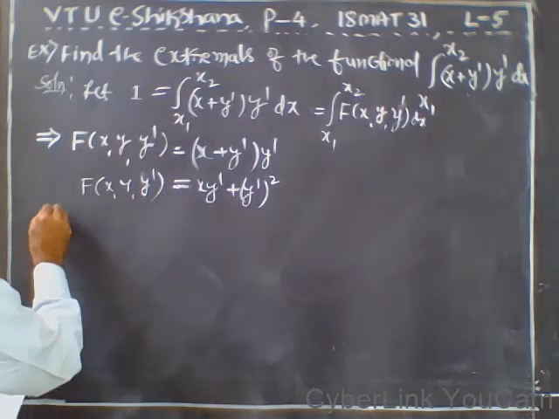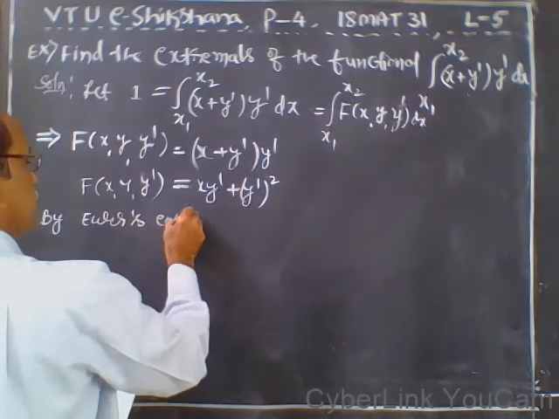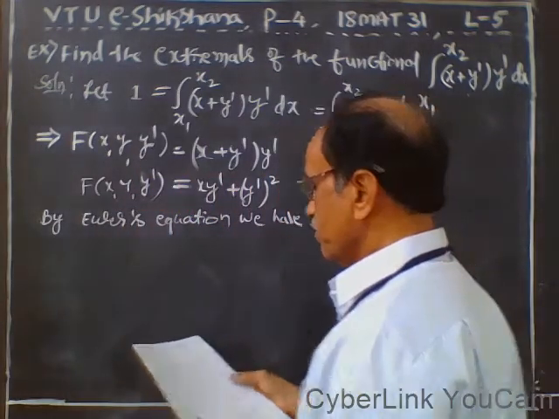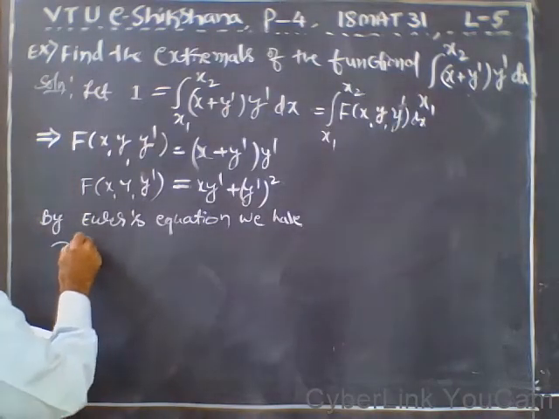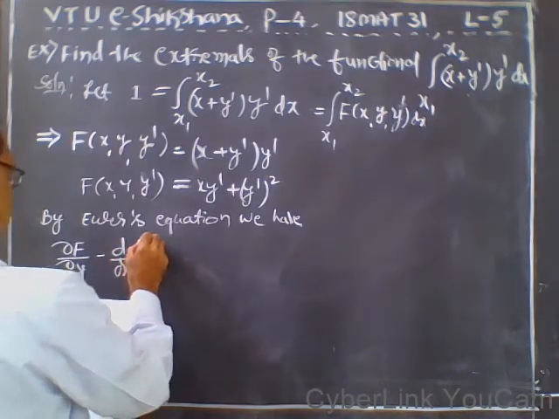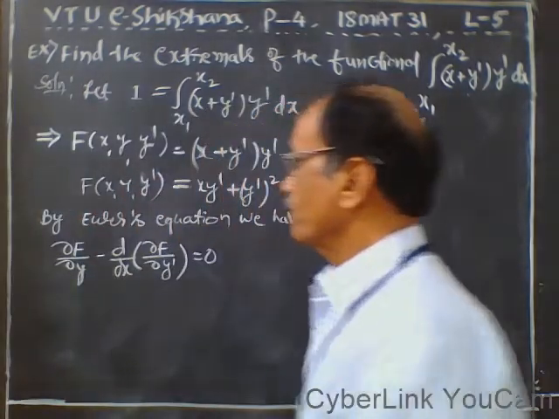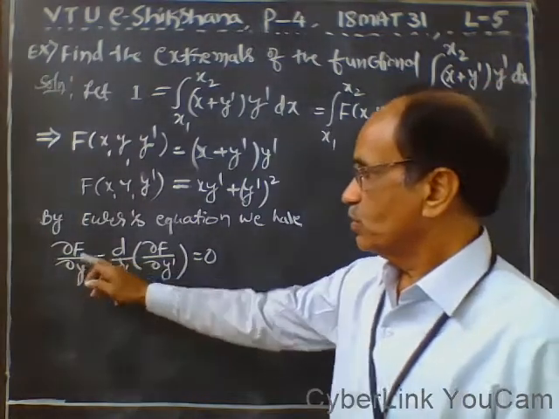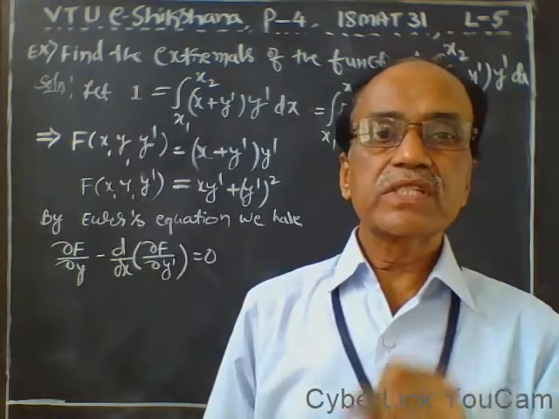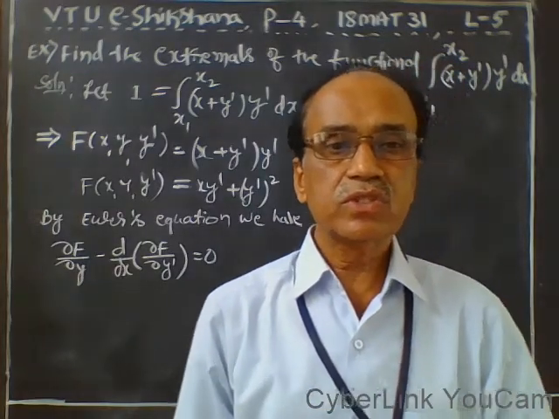Next, we go for Euler's equation. By Euler's equation, we have del f by del y minus d by dx of del f divided by del y dash, that is equal to 0. From the given function, these two differential coefficients we have to calculate, and we have to see that if both of them are not 0, then we will get a differential equation and then we have to solve as it is.